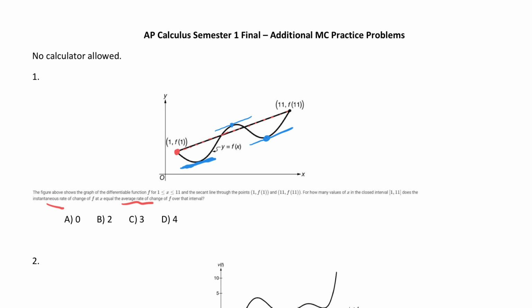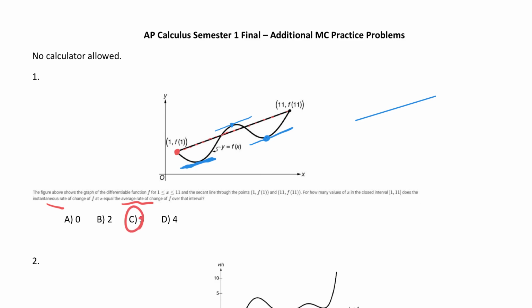Are there any more that I can draw? Let's see if I try to move this line, is there anywhere else I can put it besides those three spots to make a parallel? No, that's it. So there's only three spots, so the answer to this would be 3.